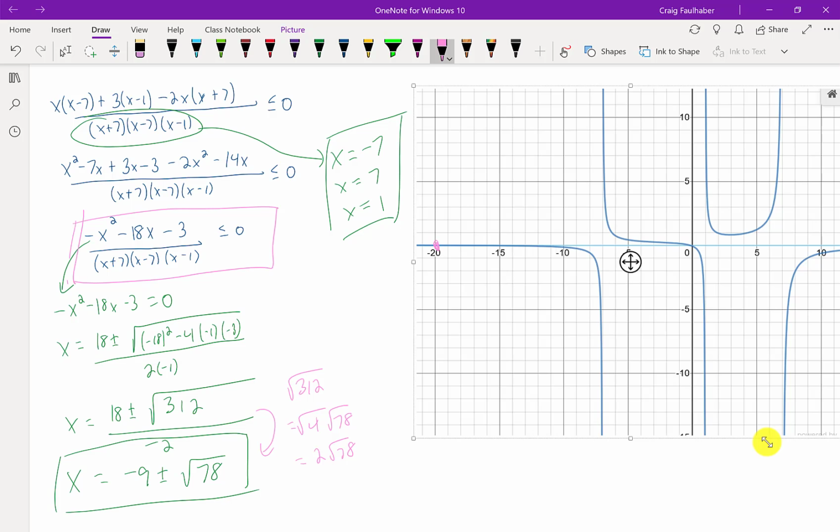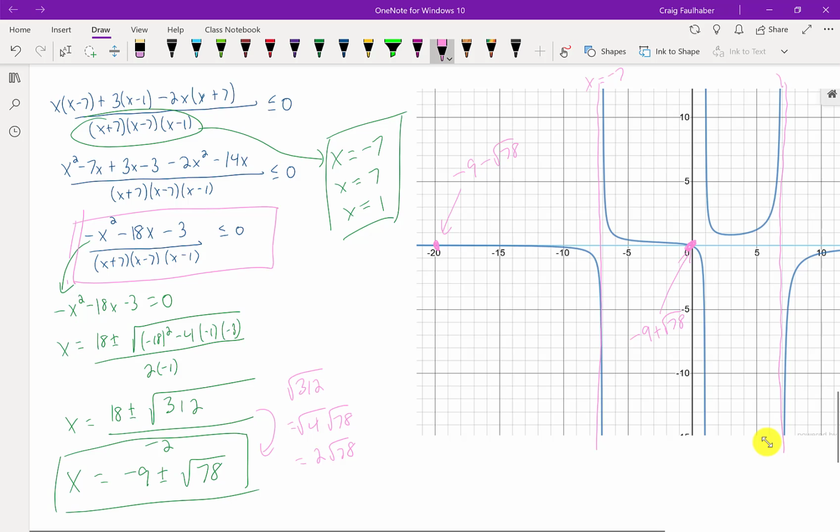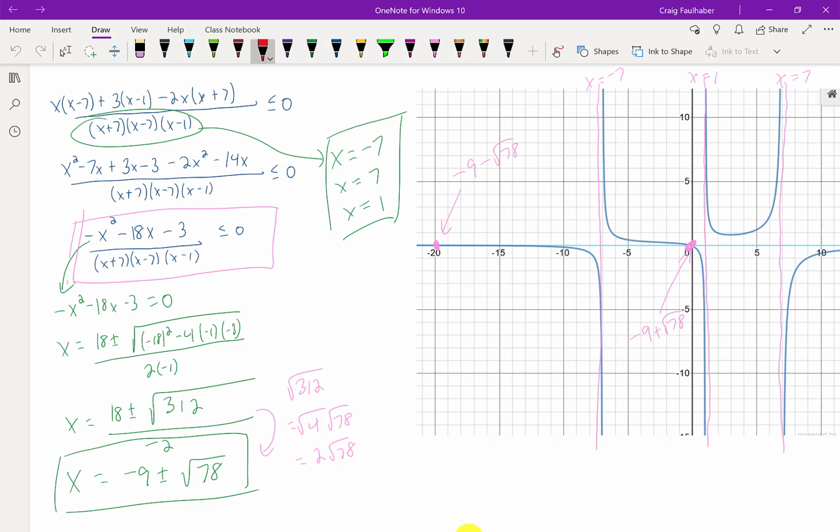Somewhere over here we have a 0, and that 0 is -9 minus the square root of 78. Somewhere in here we have a 0, and that 0 is -9 plus the square root of 78. And we have 3 vertical asymptotes: one at -7, one at +7, and one at x equals +1. And now to answer this question, we need to go back to this inequality and ask, where is this function less than or equal to 0?